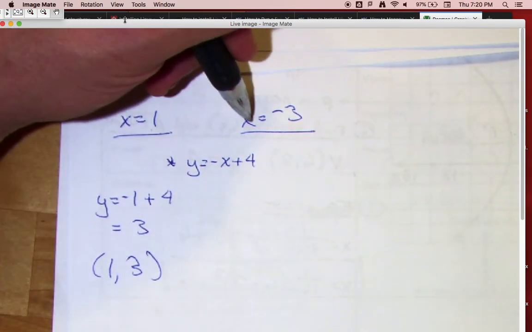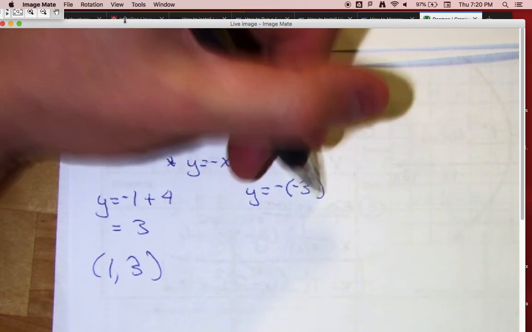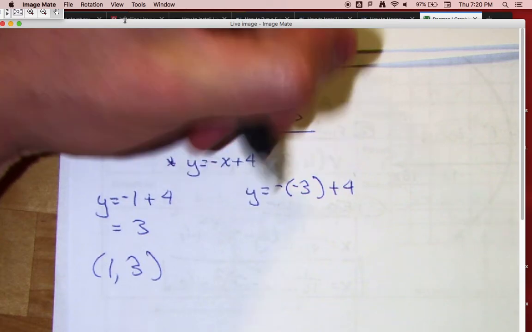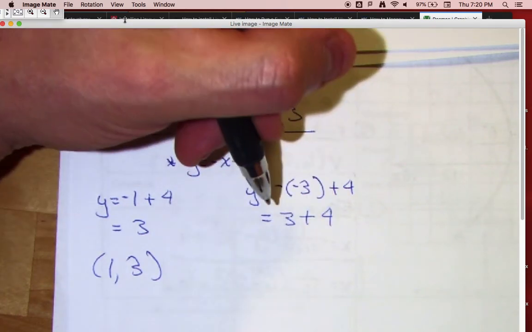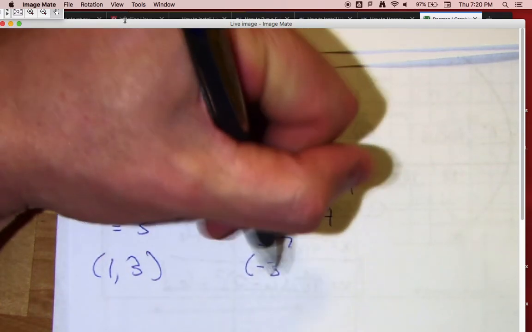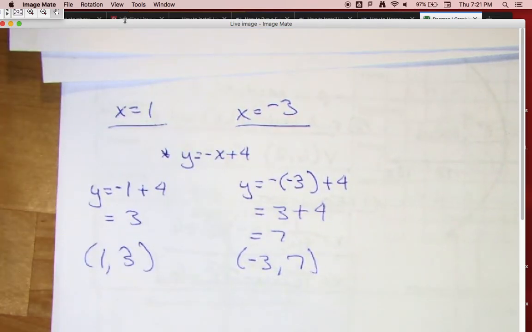And over here, I plug -3 in, and I get 3 plus 4, and that equals 7. So that means I get -3, 7. Okay? So we need to add that step on because we're solving for a system. So we have to have an x and a y and an x and a y.